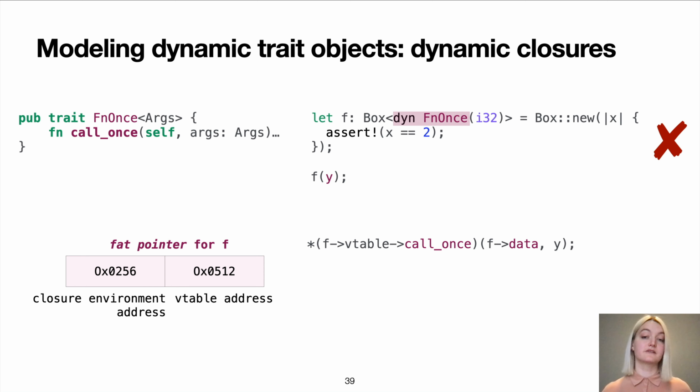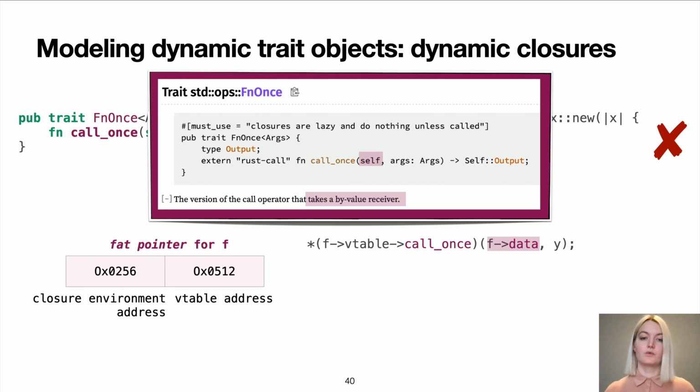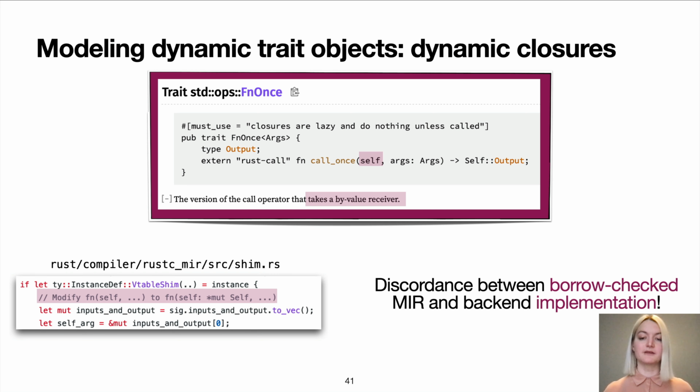However, if we change this code ever so slightly to use FnOnce, things went wrong in previous versions of Kani. So call_once is the version of the call operator that consumes self. The idea is that this closure you can call one time, and then you can't call it anymore, and it's able to consume its arguments. We found, though, that this version of the call operator, in order to do that borrow-checking reasoning properly about consuming arguments, takes a by-value receiver, meaning it takes a non-pointer type. And it turns out this is actually a disagreement between how the backend implements this code. So there's a difference between the borrow-checked MIR and the backend implementation.